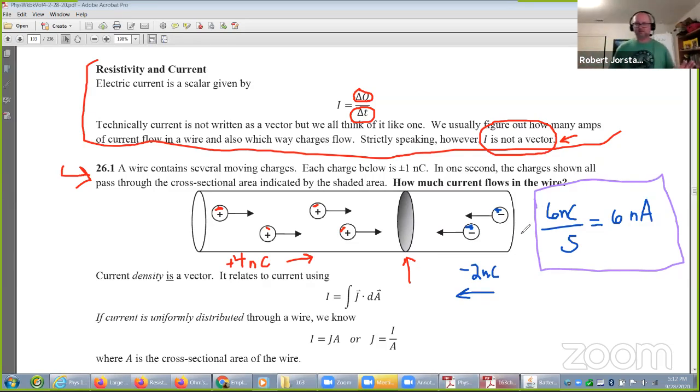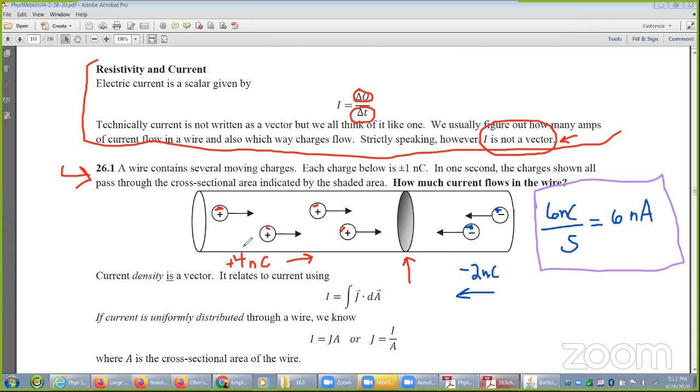Questions about that? The moral of the story is don't think of it as a vector. It's a magnitude, I guess you could think. But negatives moving to the left are the same as positives moving to the right, and they add together. Know that. Yeah, my physics senses are tingling. You have positive charges moving.